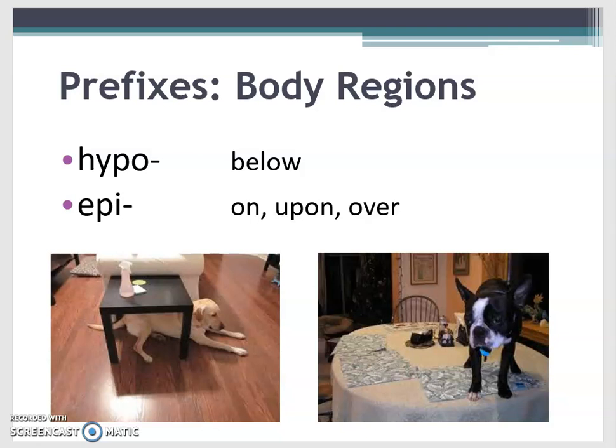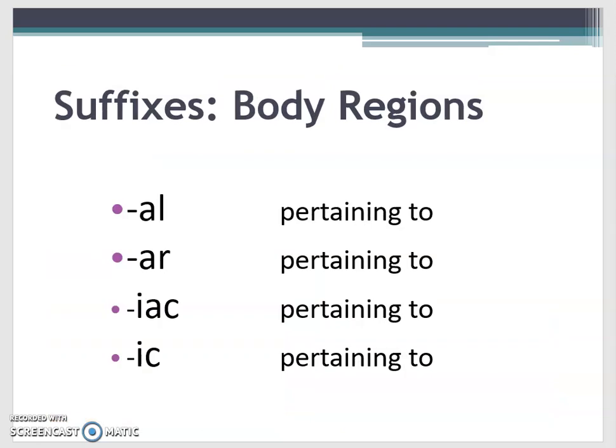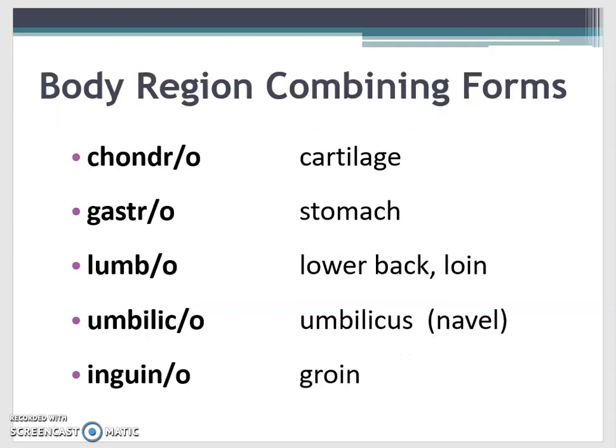So to review our prefixes for body regions, we have hypo, which means below. We see that illustrated here in the lower left picture with a dog sitting below the table, and epi, meaning on, upon, or over. And on the right, we have the bad doggy who's on the table. The suffixes we'll be using, once again, are all meaning pertaining to: al, ar, iac, and ic.